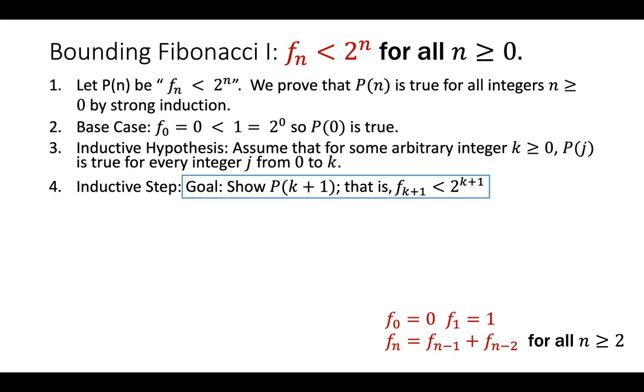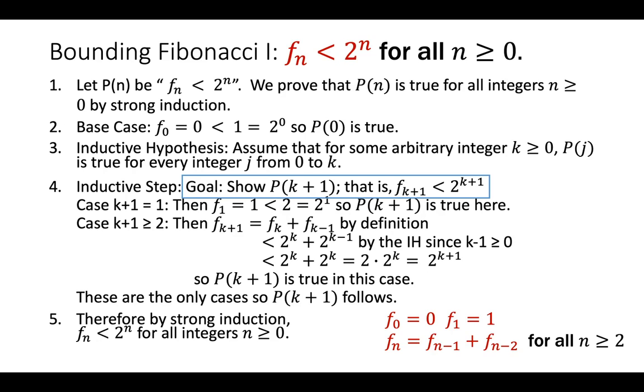So in this case, that is F(k+1) is less than 2 to the k+1. What we need to prove, we need two cases: when k+1 is equal to 1, and when k+1 is greater than or equal to 2.